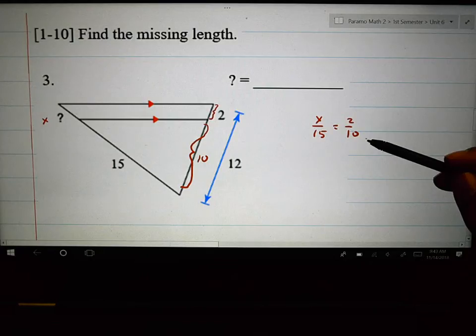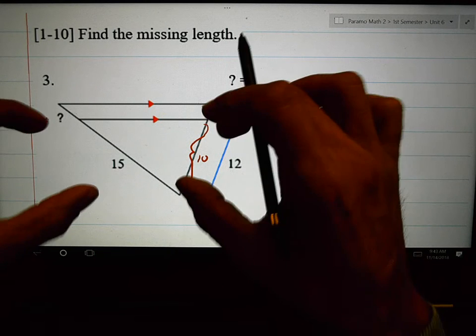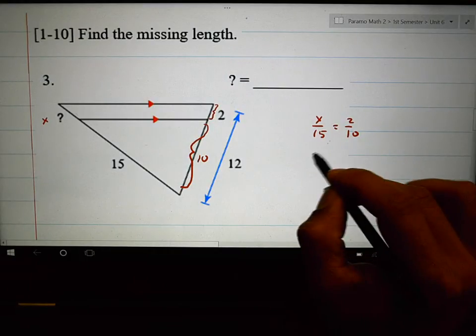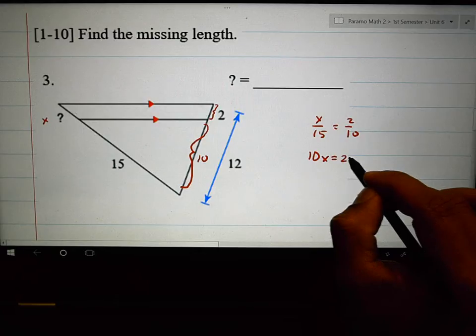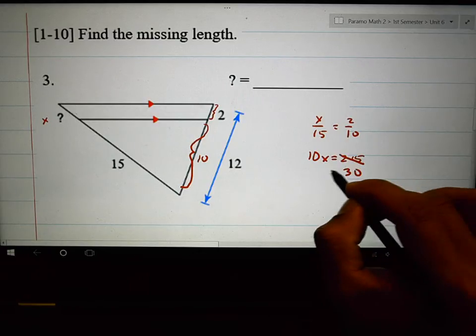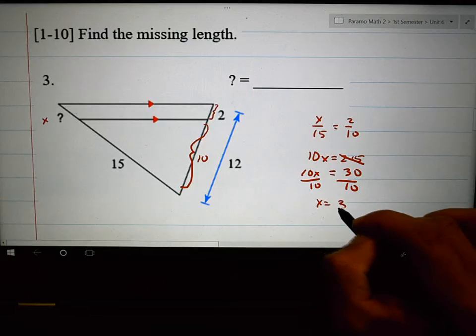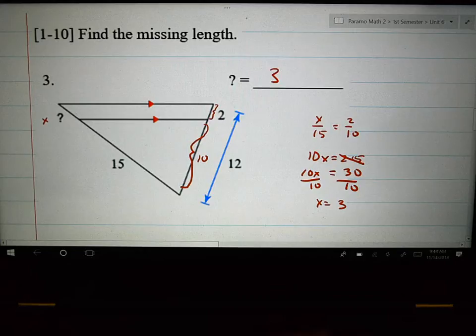The way they're trying to trick you is they give you the 12. They want to see if you're going to mess up the proportion. For the side splitter theorem to work, you have to use sides. Little side, little side. Let's cross multiply. X times 10 equals 2 times 15 is 30. Divide by 10. X has to be 3. Is that what you got?